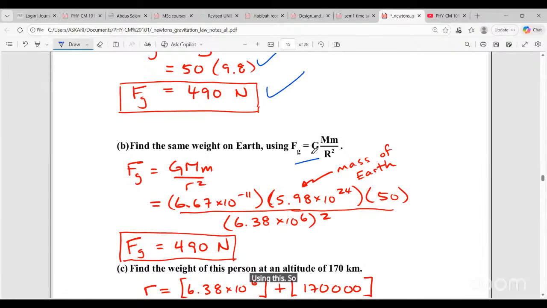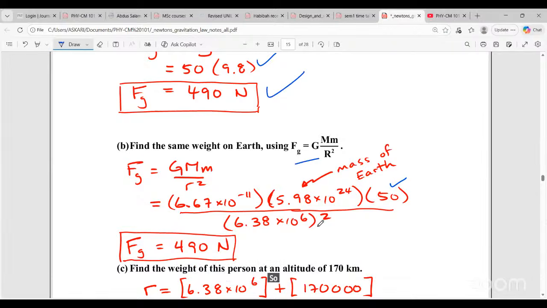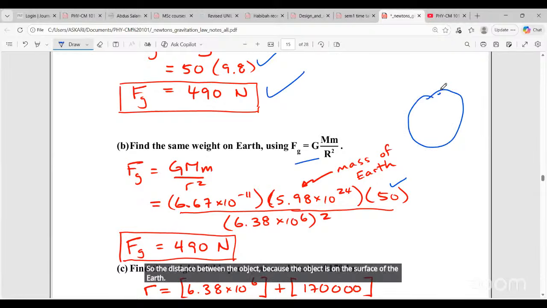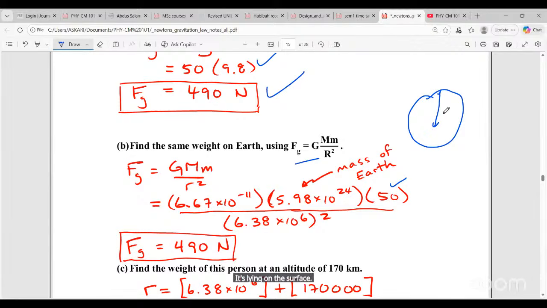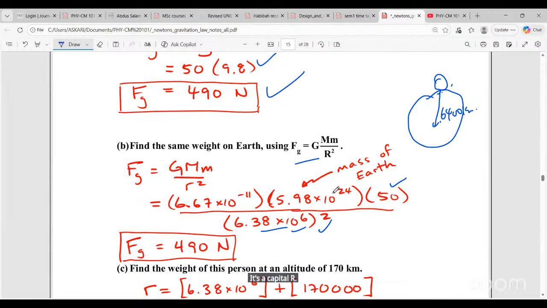So in order to find the same weight on Earth, this is the mass of the Earth and it is 50 here. The object is lying on the surface of the Earth, and when you look at that, the radius is about 6,400 kilometers. Then to meters, you have this. The distance between the center and where the object lies is our capital R. So putting in all the parameters, you still have this.